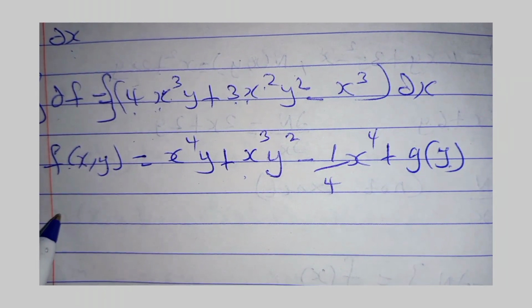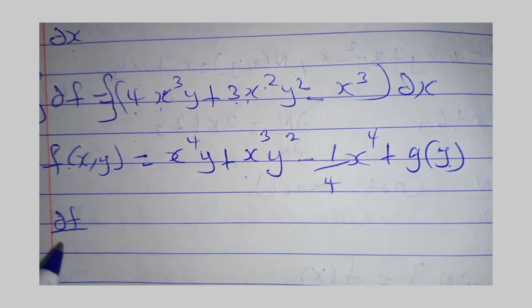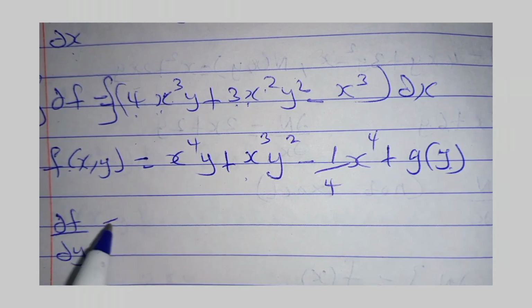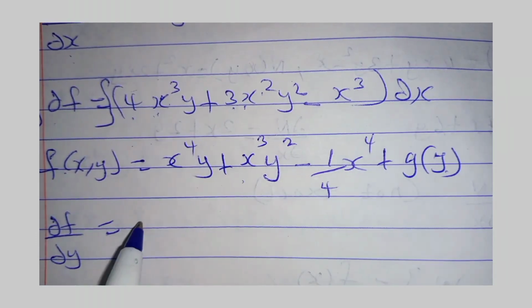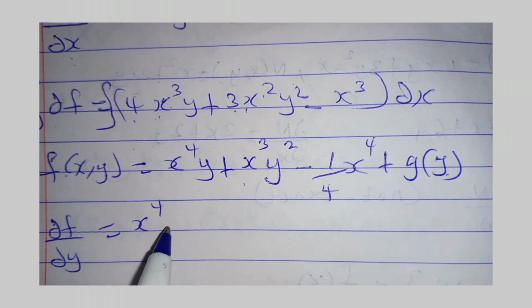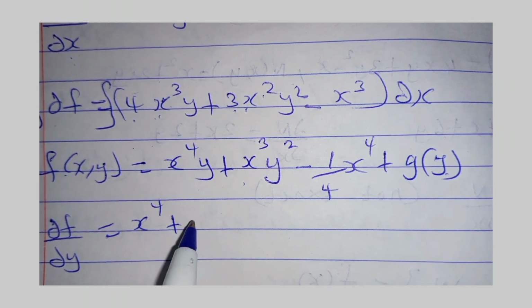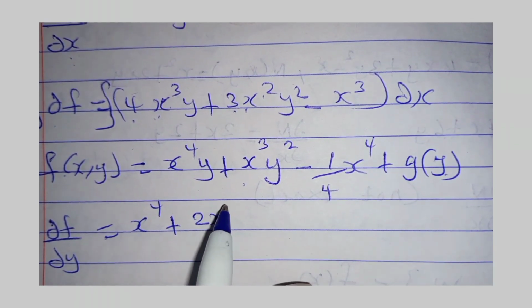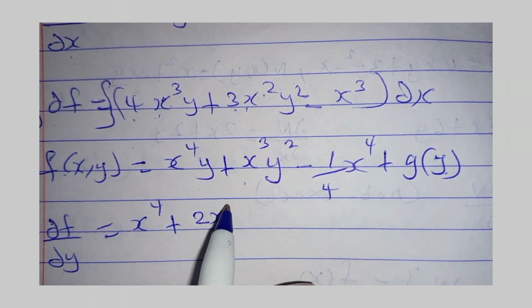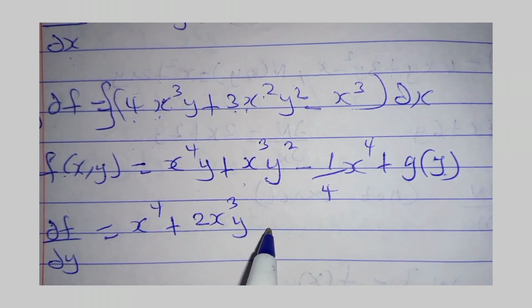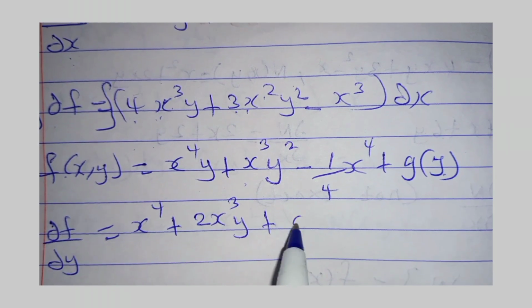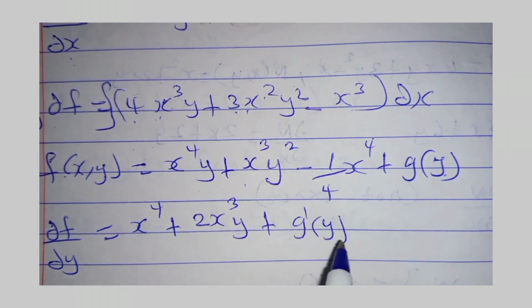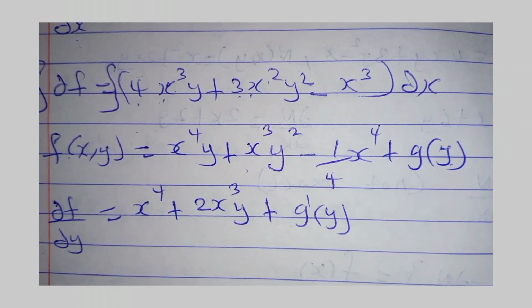That way, you can call this equation 1 for the purpose of the substitution which we will make. Then you differentiate equation 1 partially with respect to y to obtain the following: x to the power 4 plus 2x cubed y plus g prime of y. So that is what we obtain.